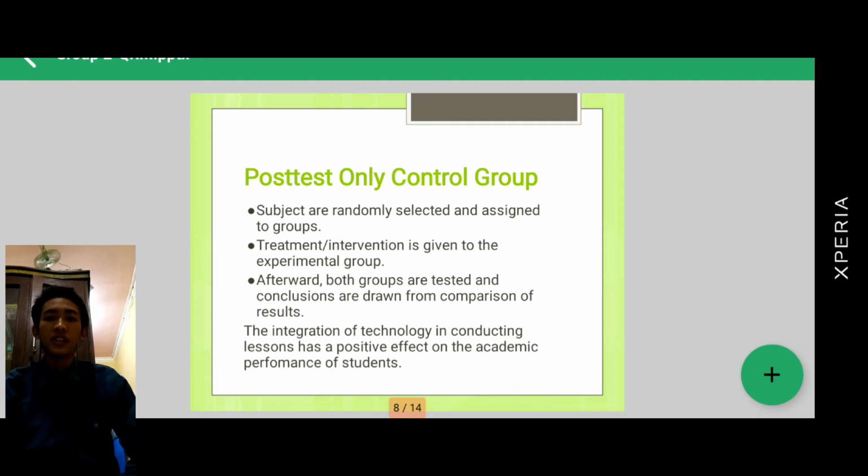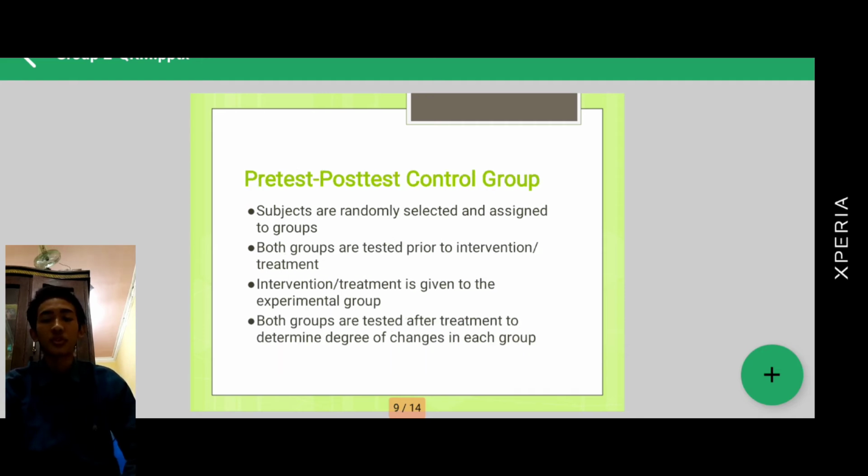And then, the pretest post-test control group. First, subjects are randomly selected and assigned to groups. Second, both groups are tested prior to the intervention or treatment. And third, intervention or treatment is given to the experimental group. Finally, both groups are tested after treatment to determine the degree of change in each group.